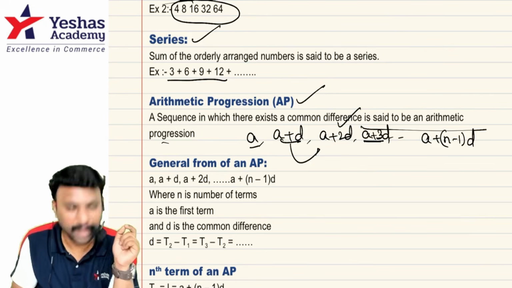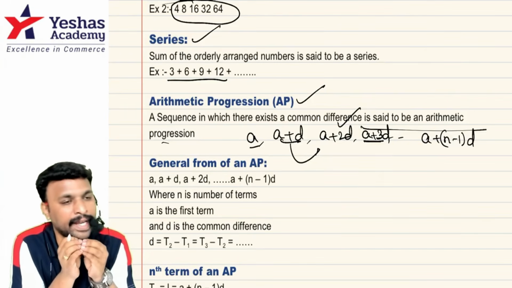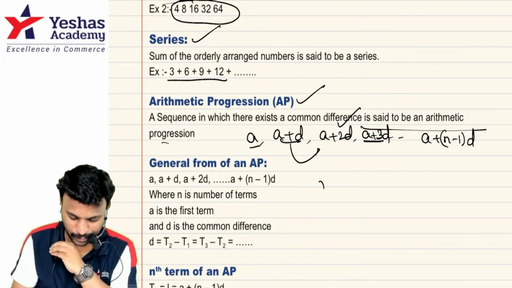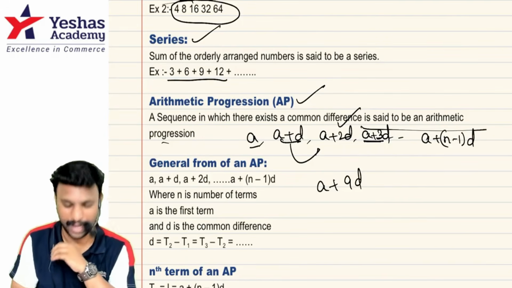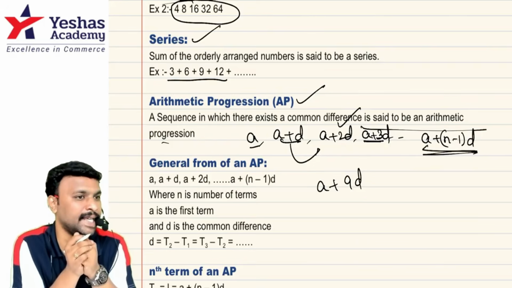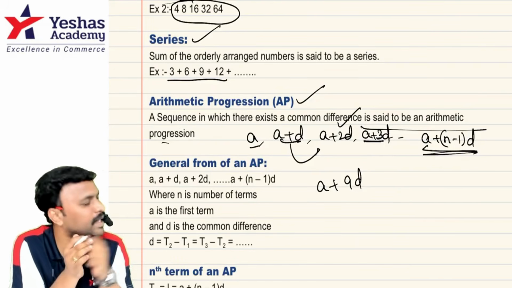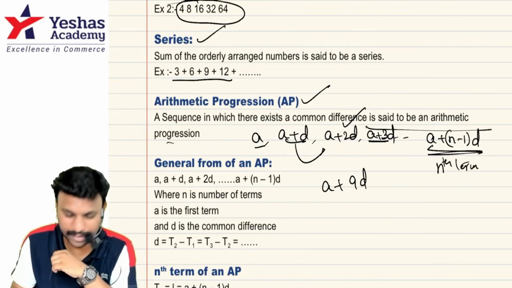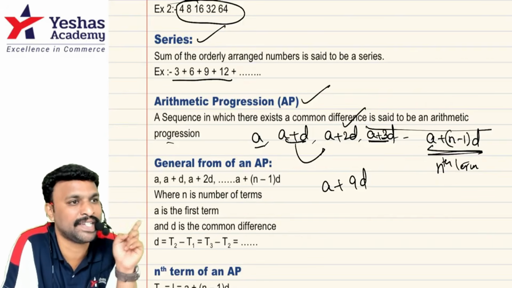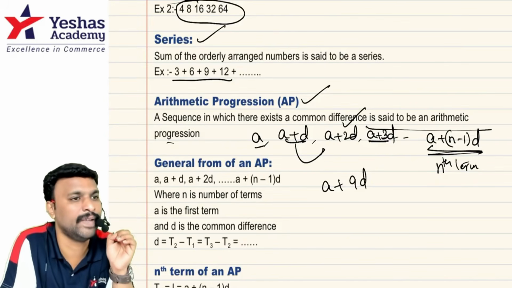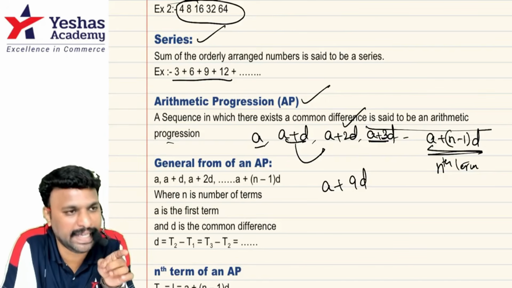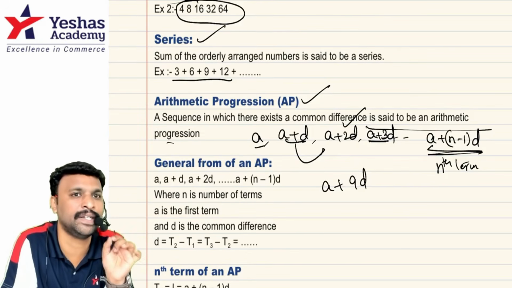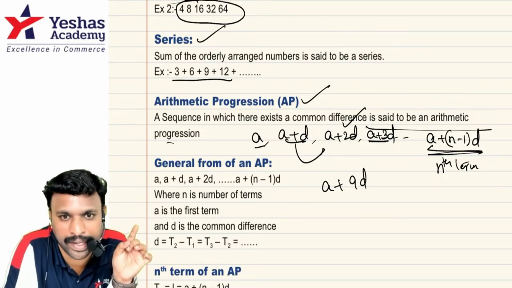A plus 3D. Understand one thing, the coefficient of D in any term is always 1 less than the required term. If you're looking at the 10th term, it's going to be A plus 9D. And in general, the last term of the series is A plus N minus 1 into D. Using that, you can get any term. So this is basically the nth term. In the nth term, the coefficient of D is 1 less than N, which is nothing but N minus 1. Always in AP, remember, the coefficient of D is always 1 less than the required term. If it is the 15th term, what is it? A plus 14D. You're getting it?